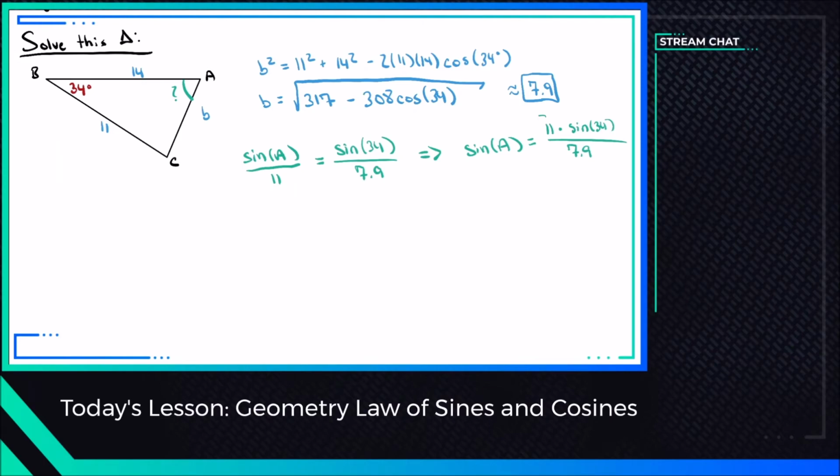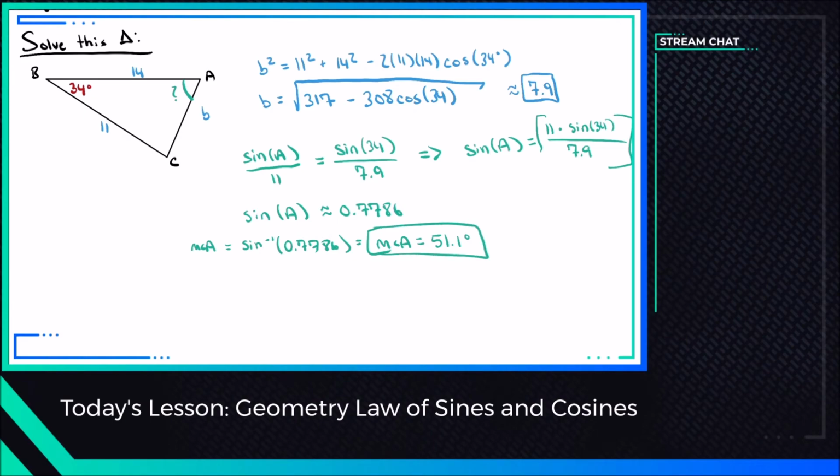And if you plug this into a calculator, you get that the sine of A is approximately equal to 0.7786. And now we have to use our inverse sine. So sine inverse of 0.7786 to get the measurement of angle A. And we're given that the measurement of angle A is equal to 51.1 degrees.